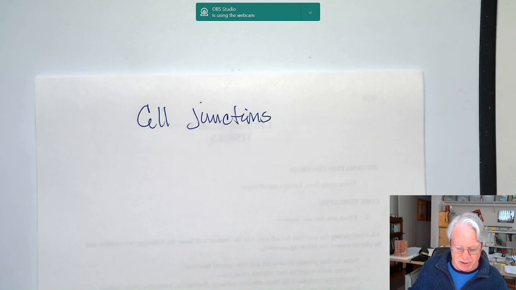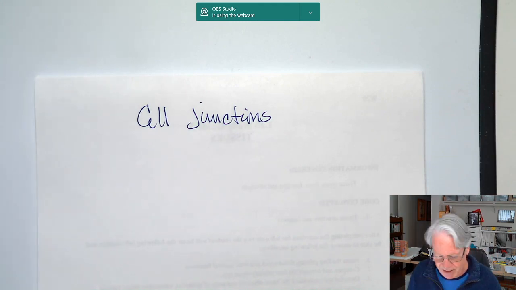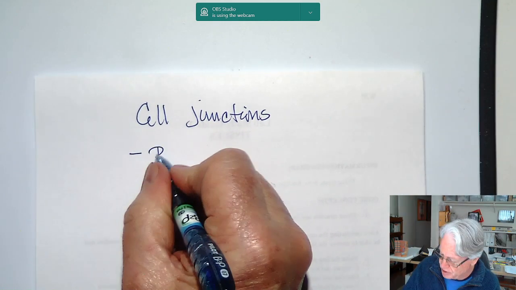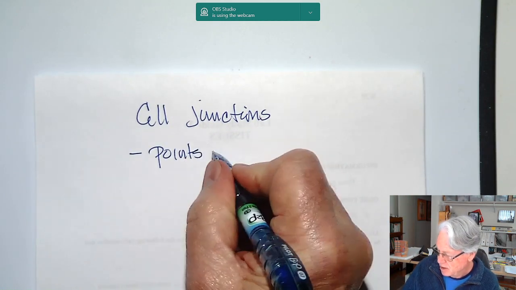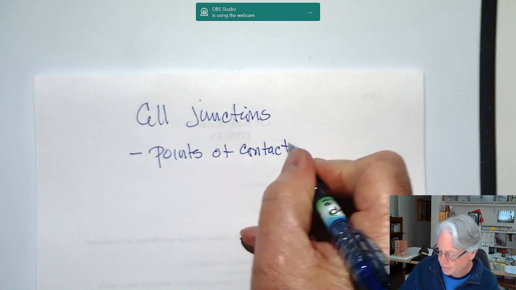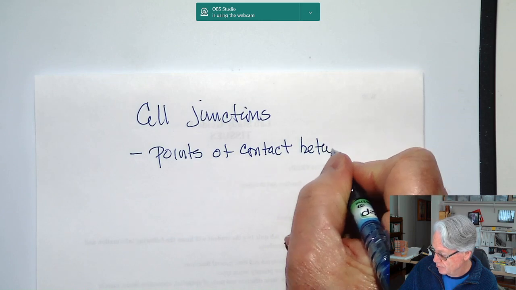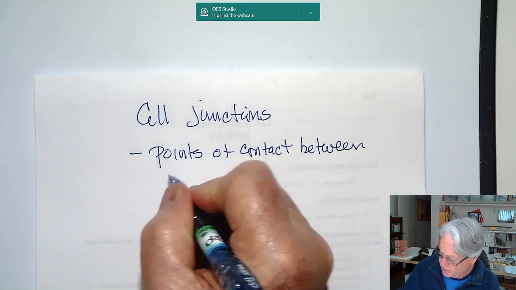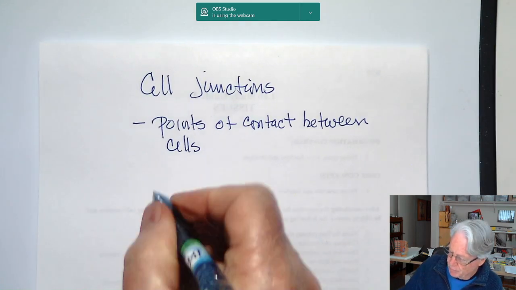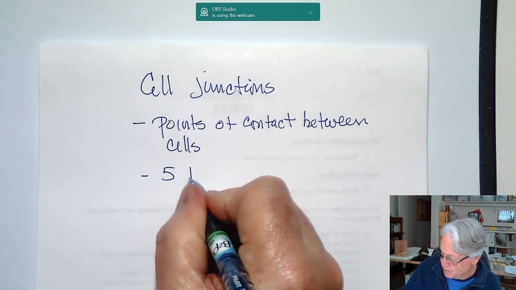And when we talk about cell junctions, what we're referring to is a type of connection between cells. So let's define the term. So this is points of contact between cells. Okay. And we'll discover that there are 5 types.